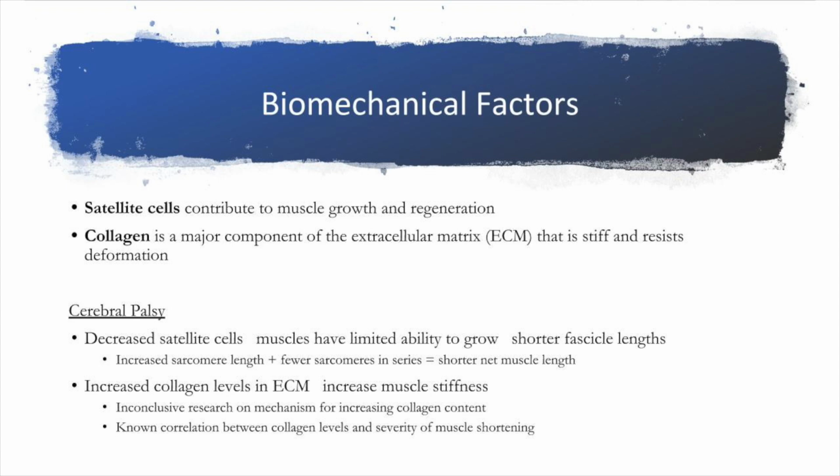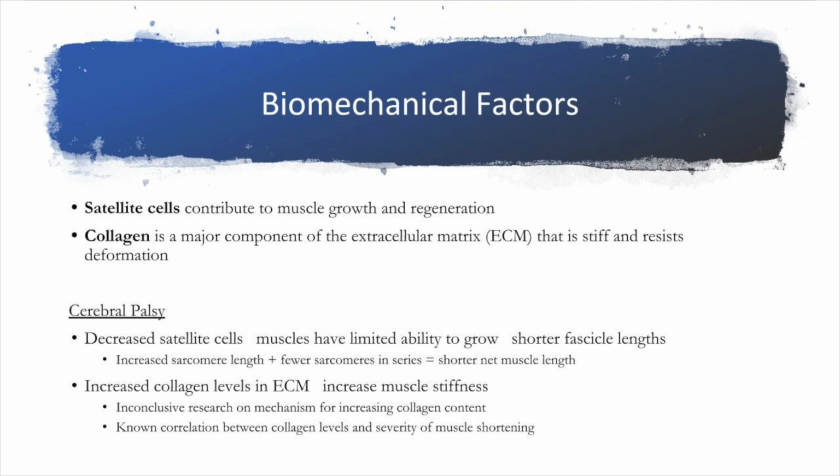However, in children with cerebral palsy, there is a lack of these satellite cells that can organize collagen content. The deficient quantity of satellite cells can inhibit normal muscle growth, creating a shorter muscle length in these children. Additionally, research has shown that patients with cerebral palsy have longer sarcomeres, but a shorter quantity of them in series. This makes the muscle itself shorter.